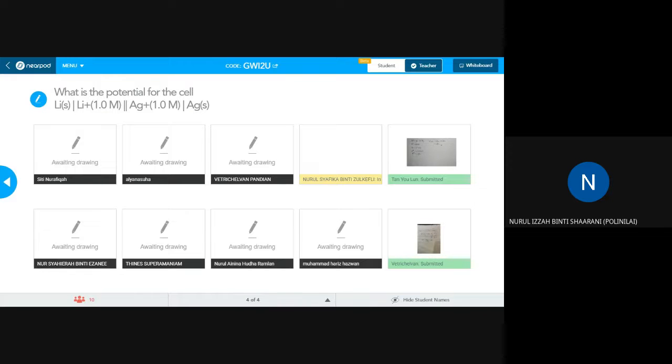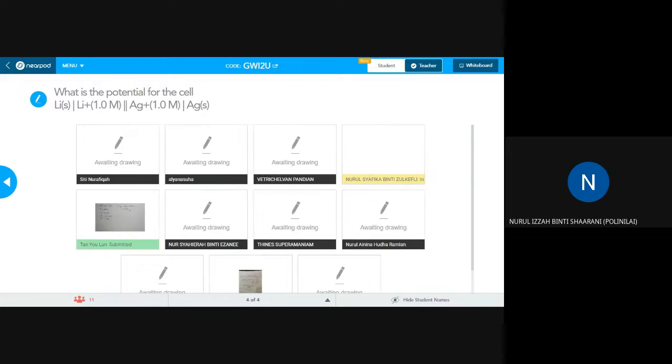Baru ada 10 orang ni. Mana yang lain? Saya ambil kedatangan melalui ni. Dah nak siap, madam.